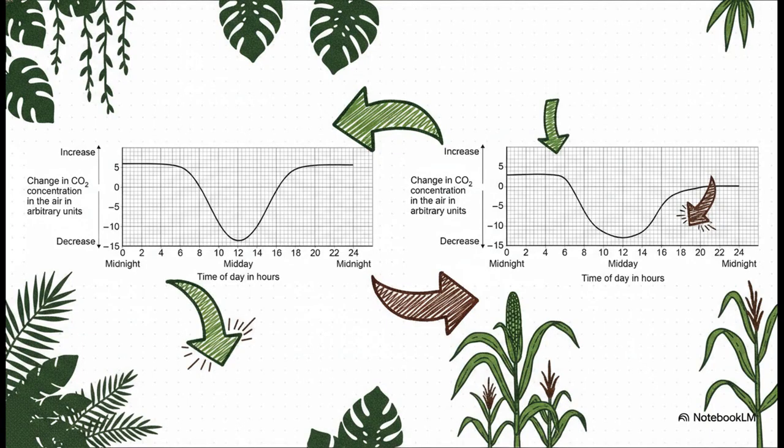Okay, now they throw a little curveball at us. On the left, we've got our rainforest data, but on the right, we have the same 24-hour cycle for a field of maize. The biggest thing to spot here is the difference in that midday dip. See how the drop in CO2 is way less dramatic for the maize? That little visual clue is going to be super important for the next question.